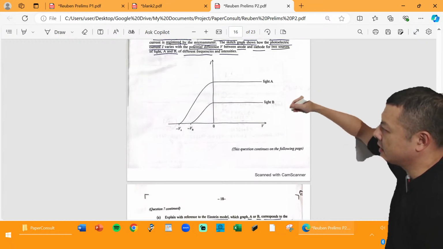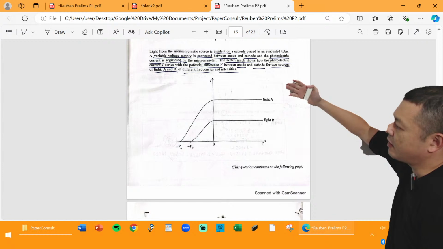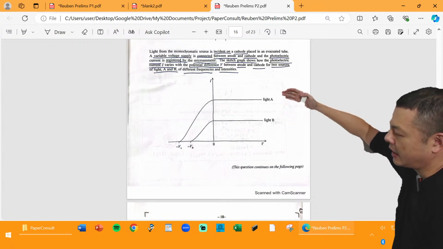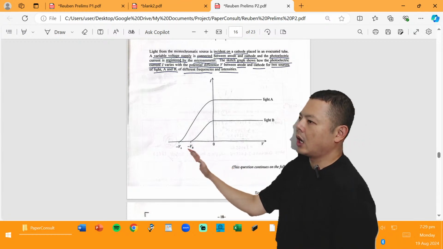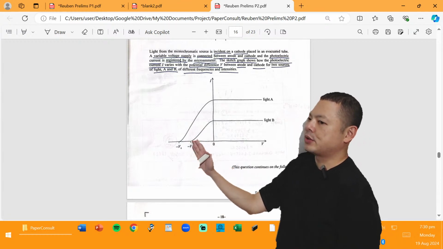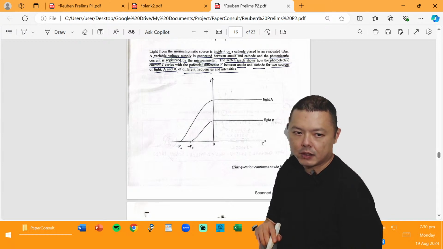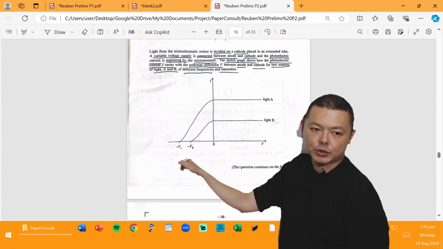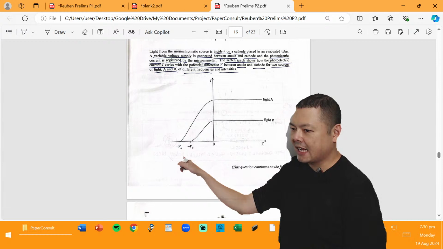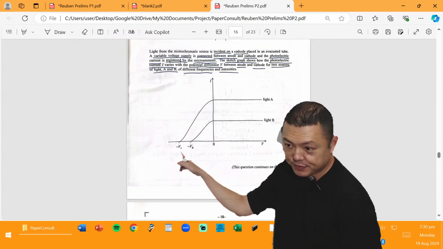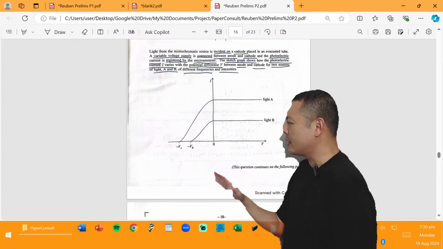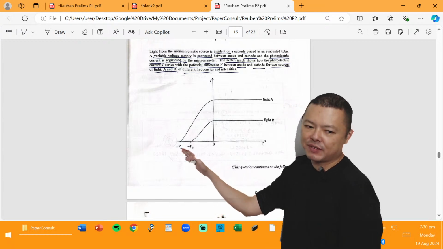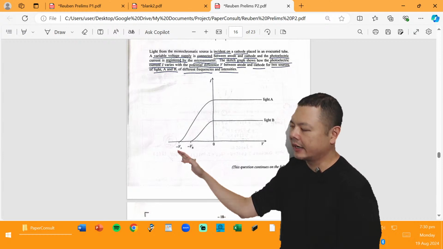greater frequency? So obviously graph A is the greater frequency, right? But you have to explain why. You have to explain because it has a larger magnitude stopping potential, right? Or you can say that the stopping potential is more negative, right? More negative, okay? I don't care what your teacher says. 4 marks, who gives 4 marks for this kind of stupid question, right? Then you have to explain why.